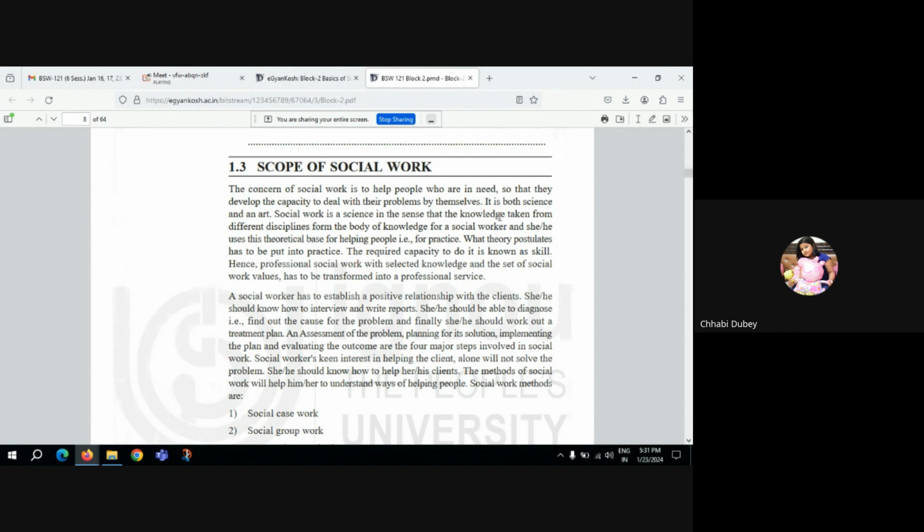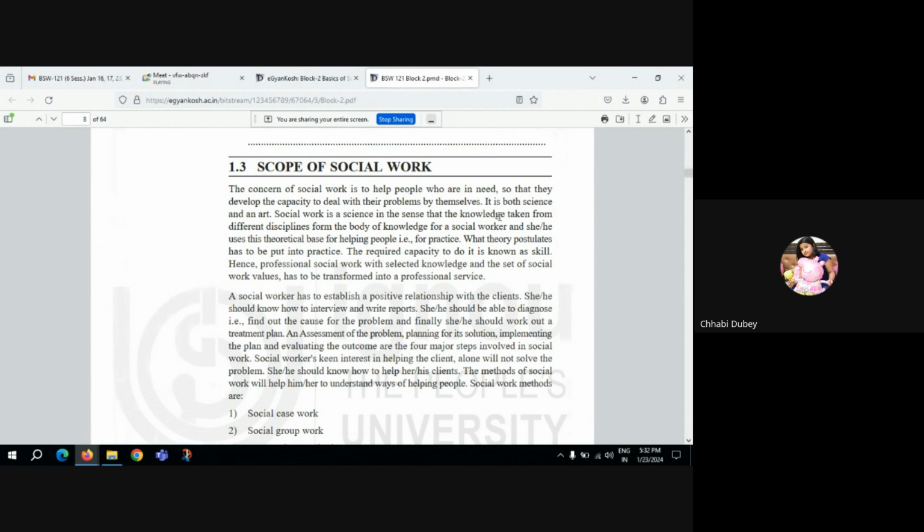Okay, who require some kind of help, so that they are able to develop the capacity to deal with their problems themselves. So in that way you can say that social work is both science and also an art.